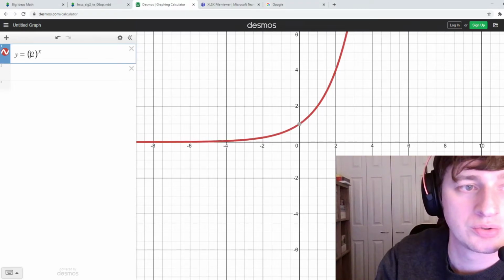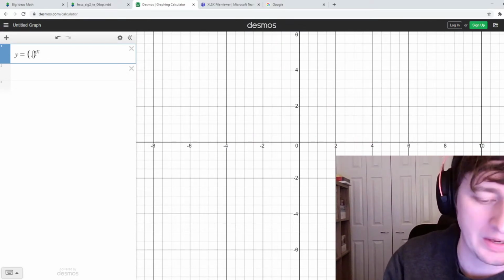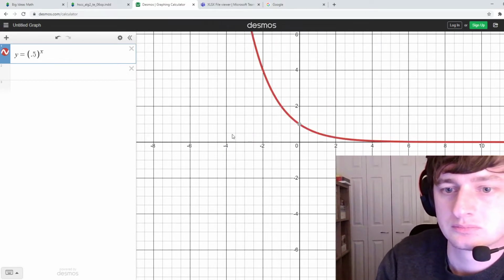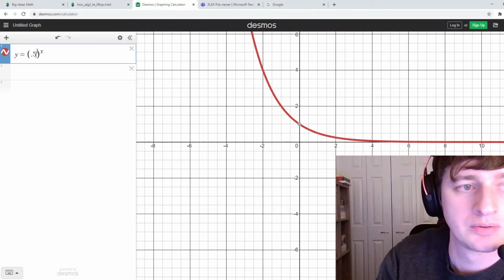If we switch this to 0.2 or even just 0.5, well, now it's getting tiny to the right. It'll never cross the x-axis here.